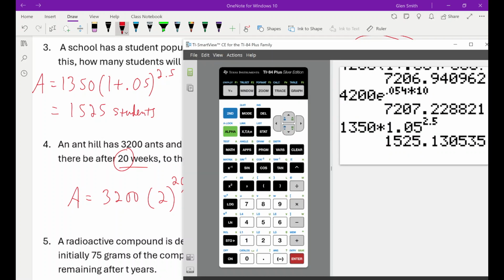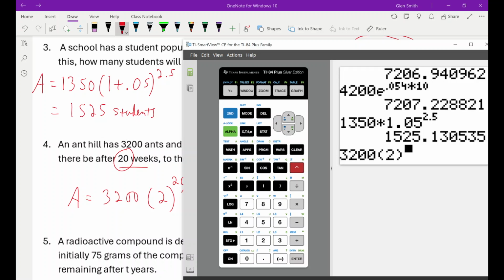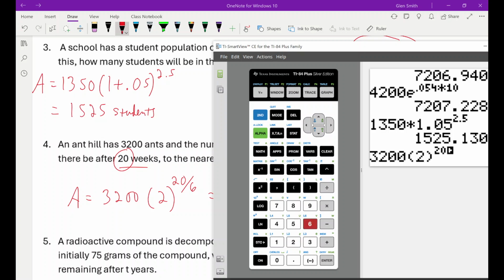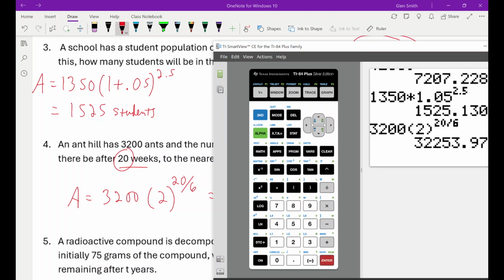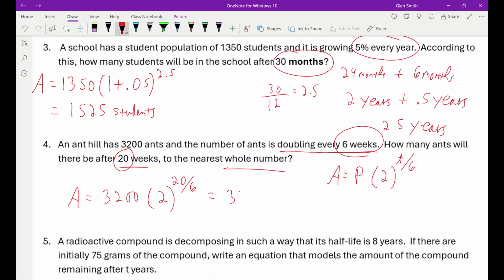So this is another one we just drop into a calculator, which is 3,200 times 2 raised to the 20 divided by 6, which is 32. It's a lot. 32,253. That seems too big. It's going to double 6,400. It's going to double 12. It's going to double again. Yeah, okay. It's more than I expected, but it's 32,254. That's going to be ants.